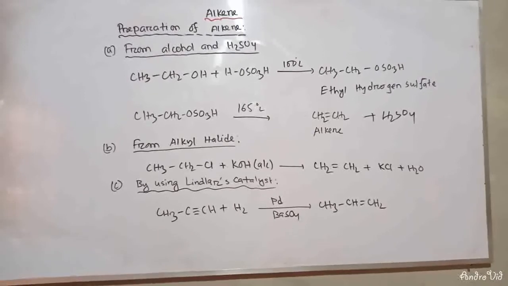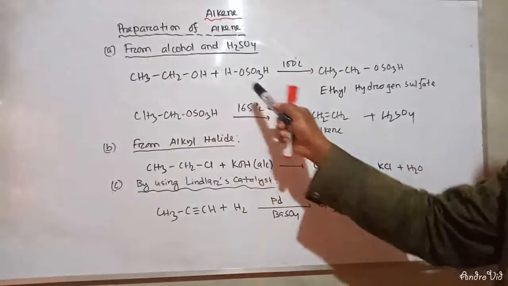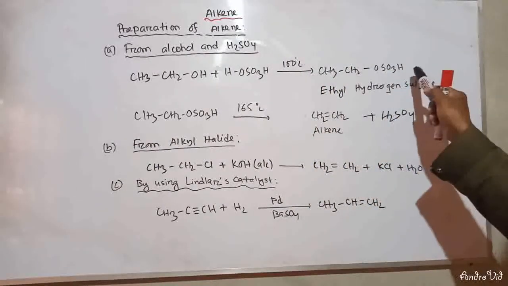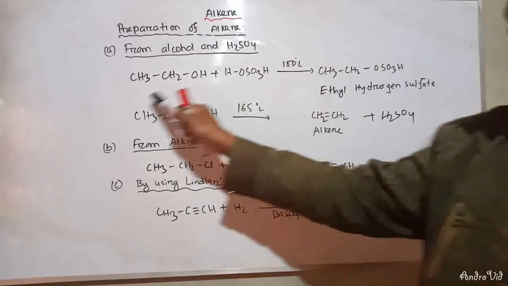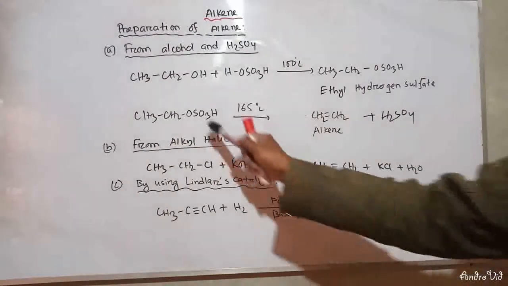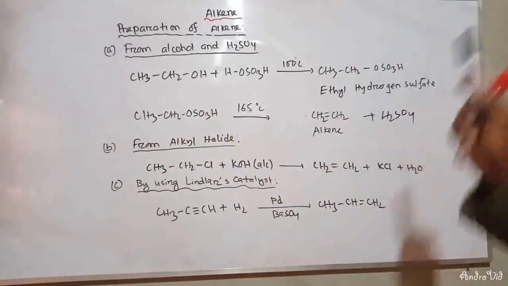So dear student, now the preparation of alkene. You can easily prepare alkene from alcohol and sulfuric acid. Here I have taken ethanol. The reaction of ethanol with sulfuric acid at 100 degrees Celsius produces ethyl hydrogen sulfate. When you heat this ethyl hydrogen sulfate at 165 degrees Celsius, a sulfuric acid molecule will be eliminated from this compound and they produce alkene, for example ethene here.